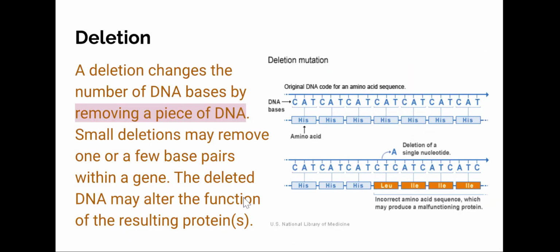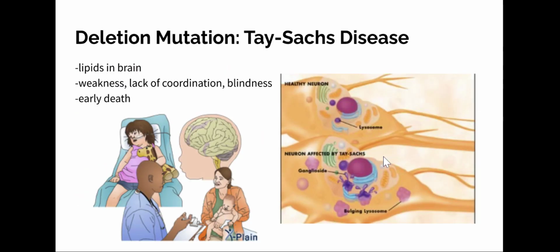Another type of frame shift mutation is deletion, and this occurs when you don't add a piece of DNA, but you actually remove it. So by removing just one nucleotide here, you've changed the entire sequence of nucleotides. You've changed the protein that is going to be made from that DNA just by removing one single nucleotide, removing one letter. And an example of that is Tay-Sachs disease.